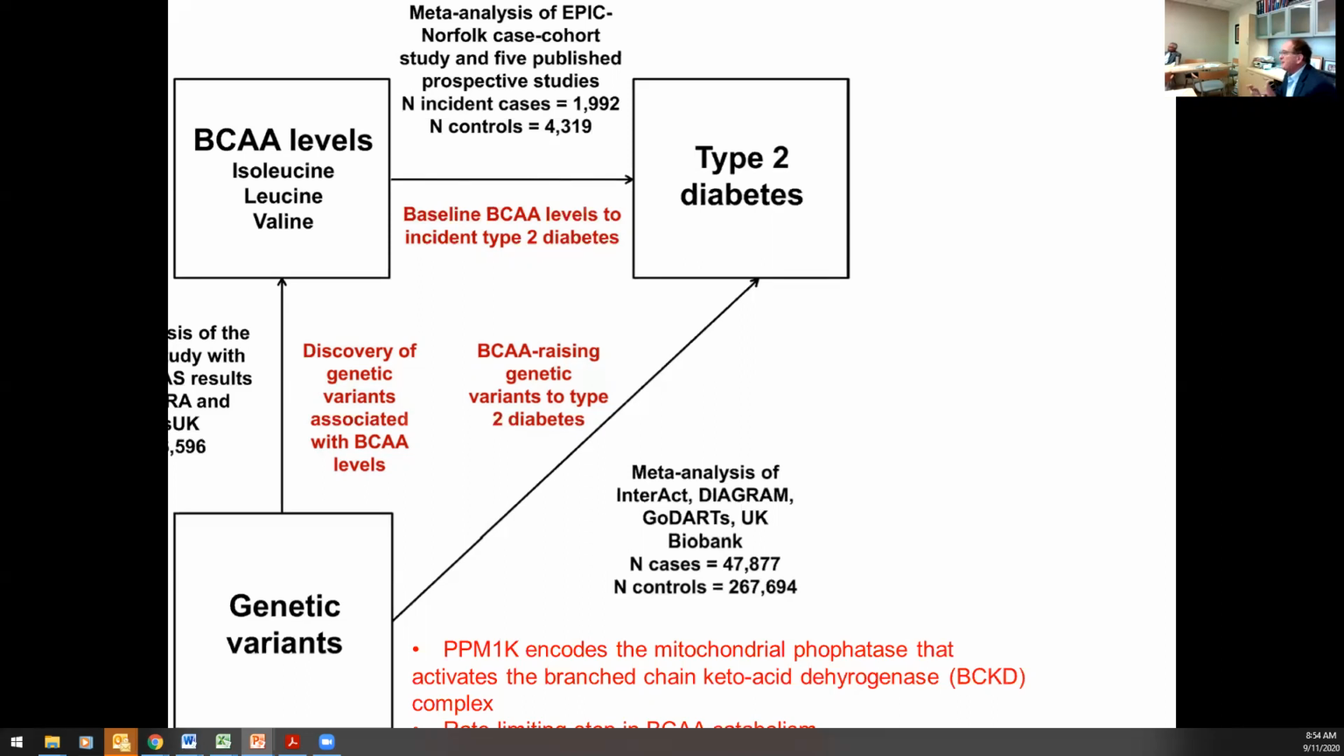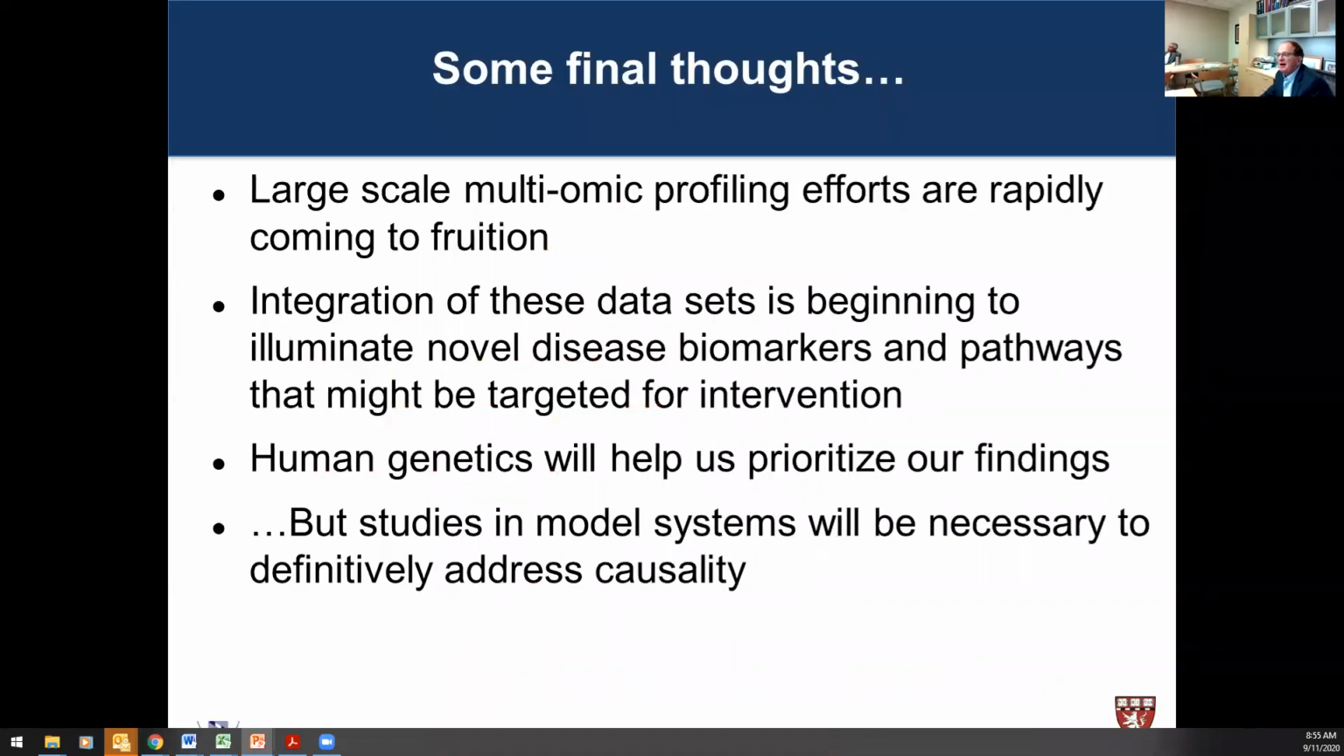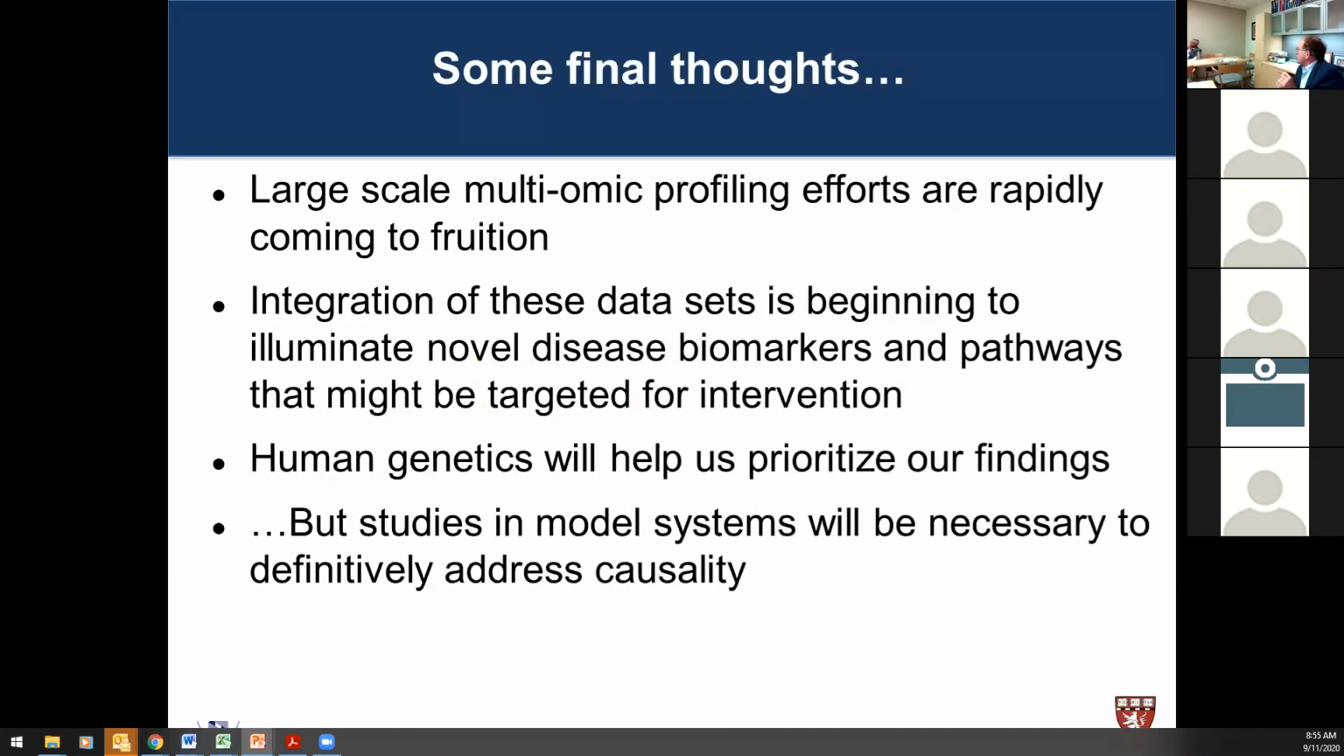So I'm not saying it has to be one or the other. There could be a biomarker arm and a pathway arm that's contributing to disease, but this is how we're marching through these thousands of associations with data that are now already generated. So I'll end with some final thoughts. I think that these large-scale multi-omic profiling efforts are rapidly coming to fruition. They're being generated. Integration of these data sets is beginning to illuminate new disease biomarkers and pathways, some of which might even be targetable for interventions.